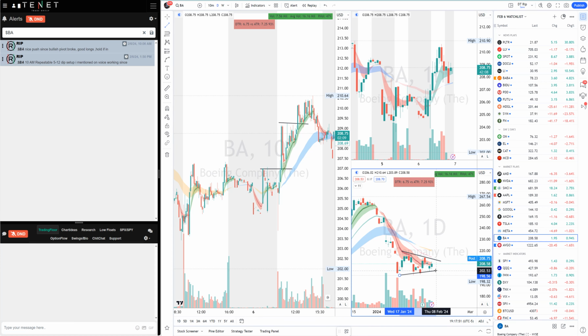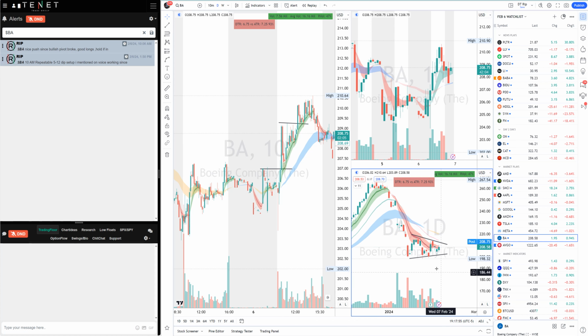It's been basing at 200, not giving up 200. So that is very impressive. Let's see if it curls over these 12 and 20 EMAs, then it will be going back. We'll see. Let's look at Lilly, guys.